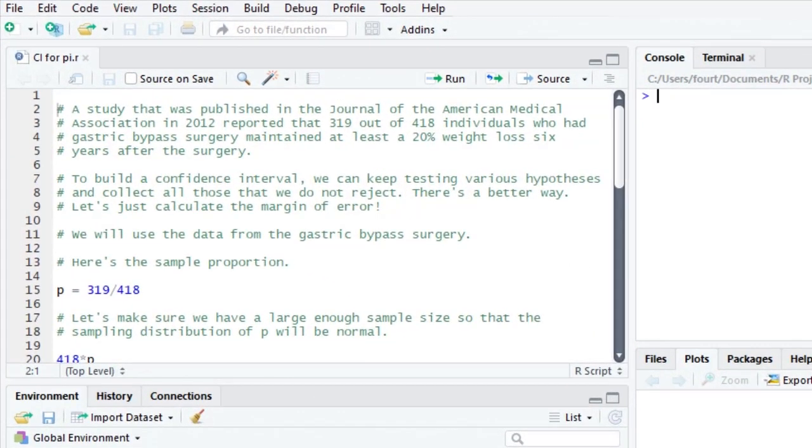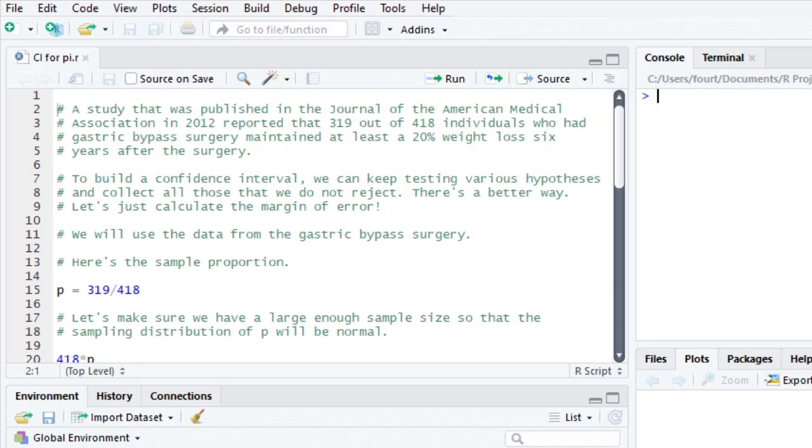I'm going to use the same study that I referred to earlier. A study that was published in the Journal of the American Medical Association in 2012 reported that 319 out of 418 individuals who had gastric bypass surgery maintained at least a 20% weight loss 6 years after the surgery. To build a confidence interval, we can keep testing various hypotheses and collect all those that we do not reject, but there's a better way. Let's just calculate the margin of error.